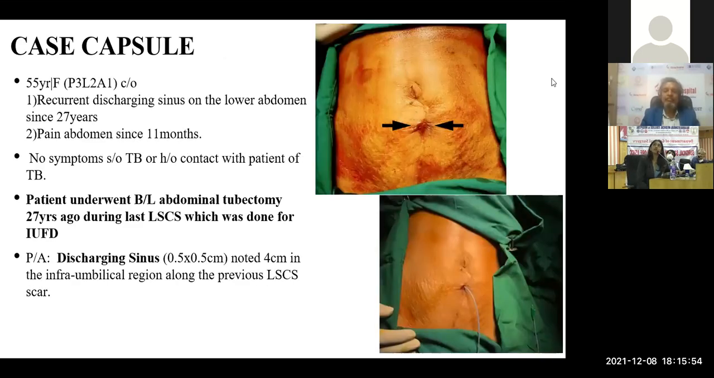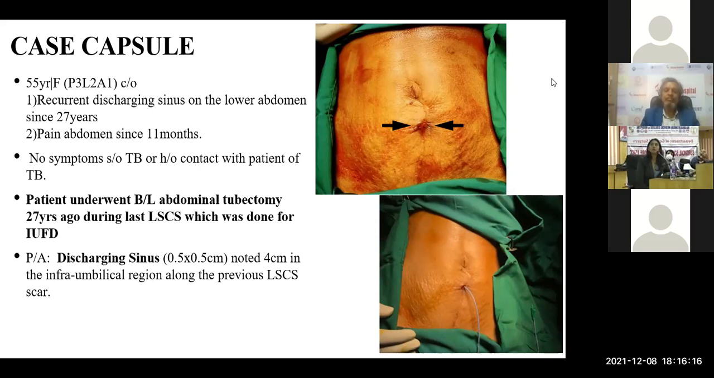Case capsule: a 55-year-old female with P3L2A1 status came with complaints of recurrent discharging sinus on the lower abdomen since 27 years, pain abdomen since 11 months, no symptoms suggestive of tuberculosis or history of contact with a patient of tuberculosis. The patient underwent bilateral tubectomy 27 years ago during the last LSCS, which was done for an IUF. Per abdomen findings showed a discharging sinus of 0.5 by 0.5 centimeters, noted 4 centimeters in the infraumbilical region along the previous LSCS scar.